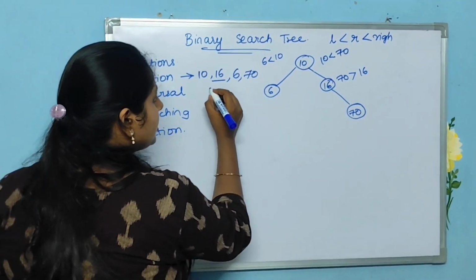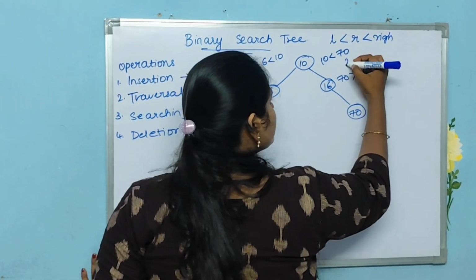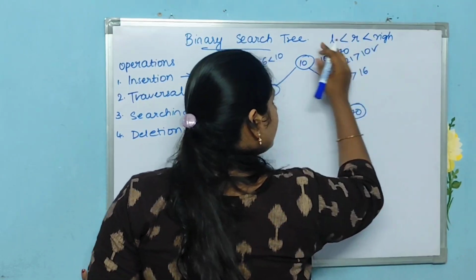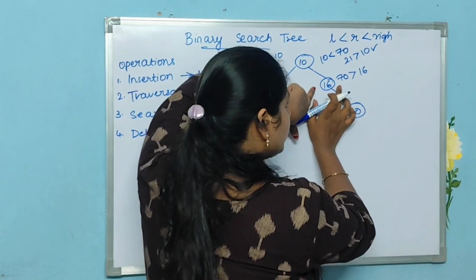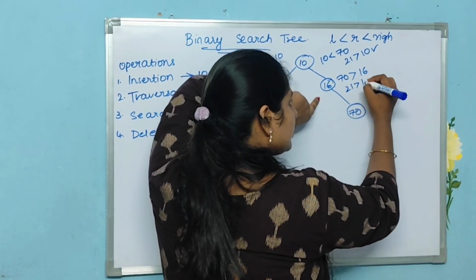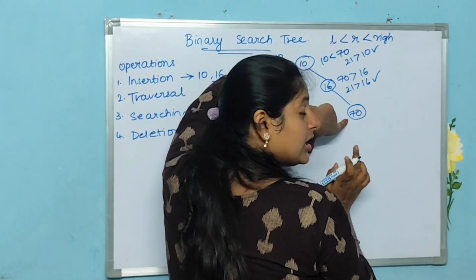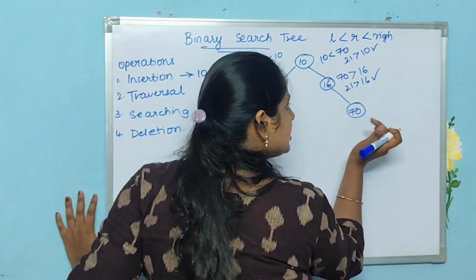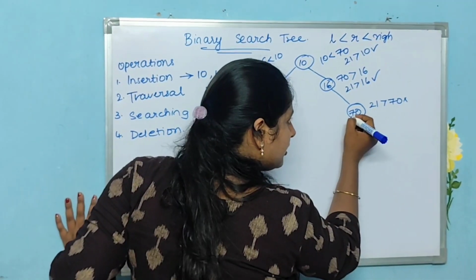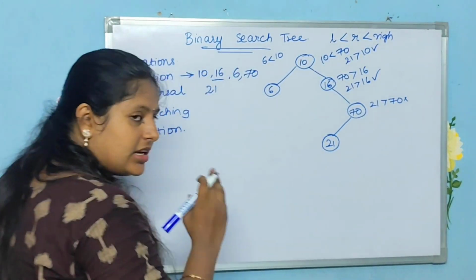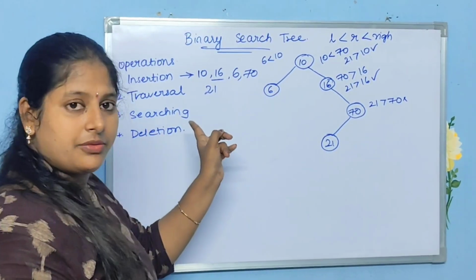Now I want to insert 21. It went to 10. Is 21 greater than 10? Yes, it will go to the right subtree, but the right subtree is filled here. You cannot insert another element over here. So from here you check, is 21 greater than 16? Yes, but here also another element is there. Now you check, is 21 greater than 17? No, it won't come here. It will go to here. If it is greater only, it will go to the right subtree. If it is less than the particular node, it will go to the left subtree.